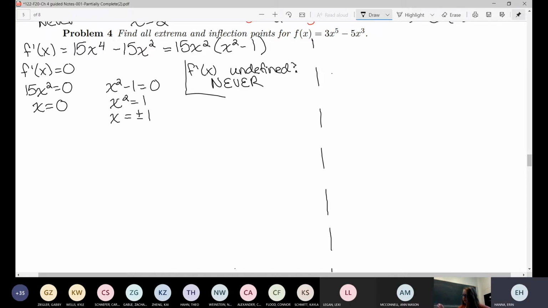Remember, whenever you square root something, you pick up a plus minus. So we found the derivative. We found all the critical points. Now we go ahead and plop the critical points onto a number line. So -1, 0.